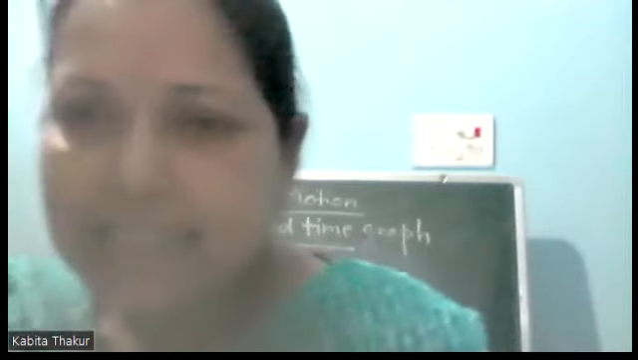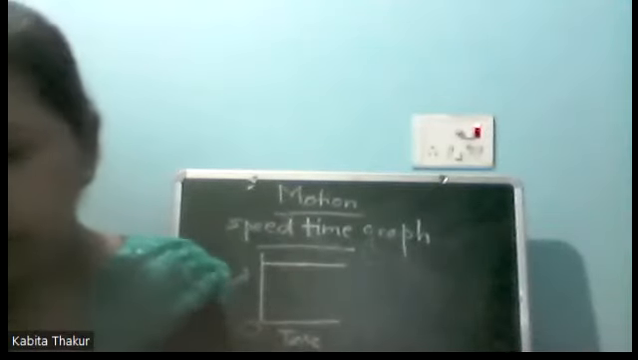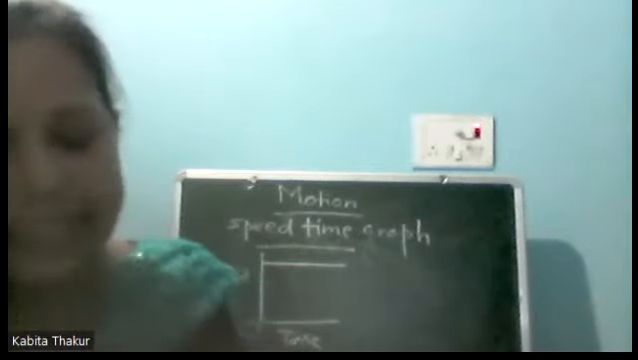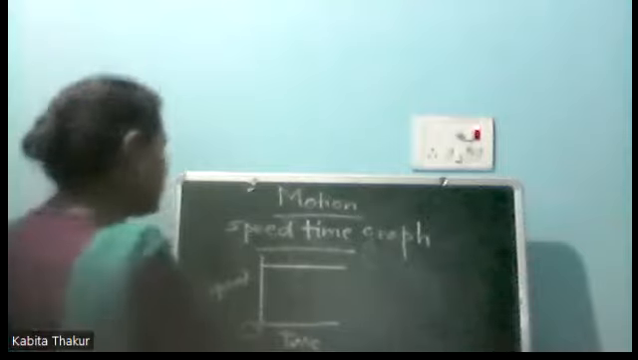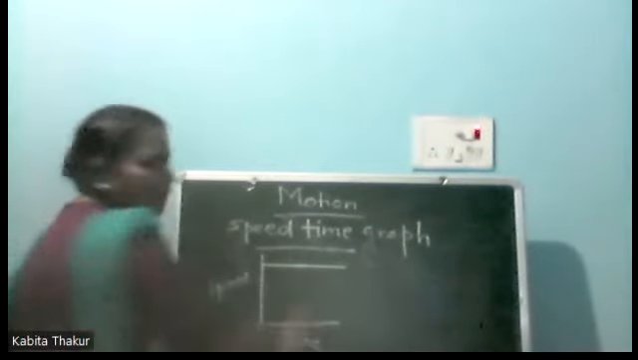Yes ma'am, because the time interval is changing. Yes, by saying the speed of the body is constant, we mean that the speed does not change with time and hence there is no acceleration. So a speed time graph of a moving body with constant speed is a straight line parallel to the x-axis. This line will be parallel to our x-axis.